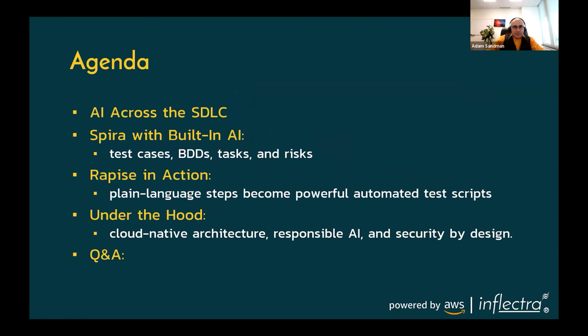Docket for today. I'm going to be talking a little bit about AI across the software lifecycle. I'll be talking about how we've added AI natively into our platform, particularly around Spira today. I'll also be showing some of the functionality around AI that is in Rapise as well. I'm also going to be talking a little bit about how we built this.